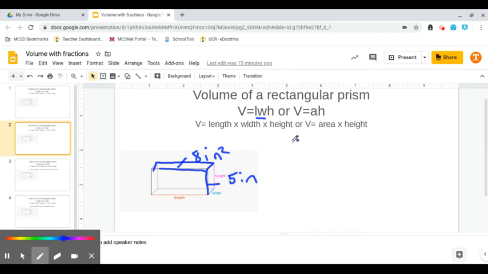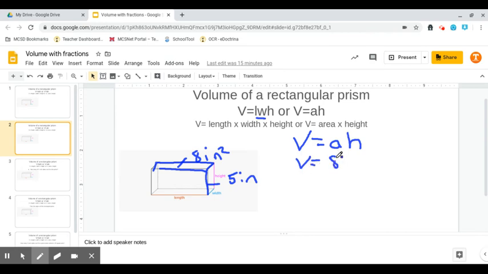So we can look at it like this. Volume is area times height. Volume is 8 for the area, and the height is 5. So 8 times 5 is 40 inches cubed. So anytime they give you an area, they're essentially giving you two sides of the volume, the length and the width. And depending on how you turn it, anything could be the length and the width. So you just have to multiply the area times the third side, and you will get it. Okay.